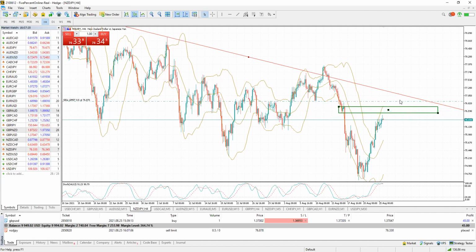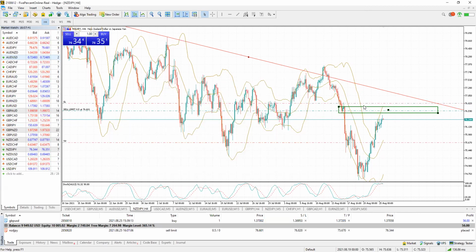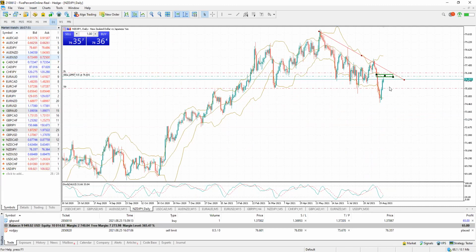Oh, this is the sell limit. Sorry, it will be here. So I will maybe put the stop above, approximately at this level here. My stop loss will be above this supply level, and I will maybe take my profit. I think this is a good level to exit the position.